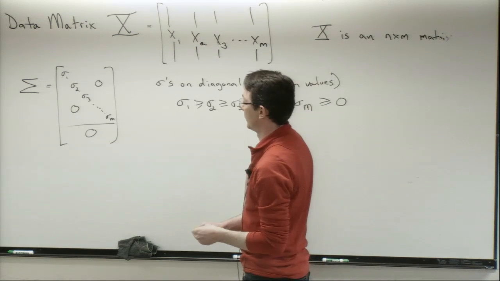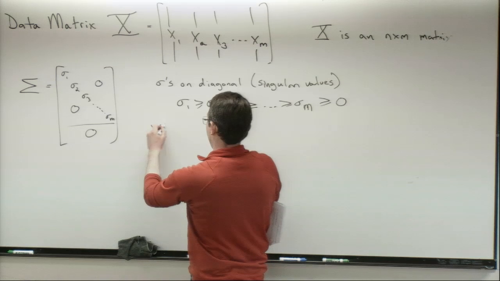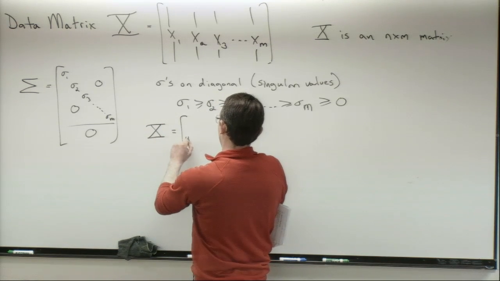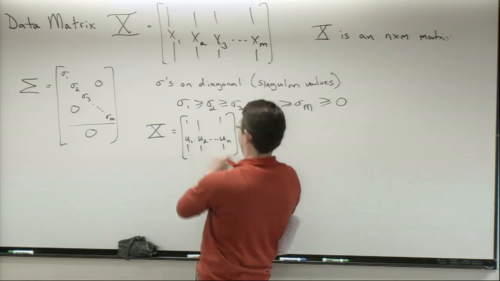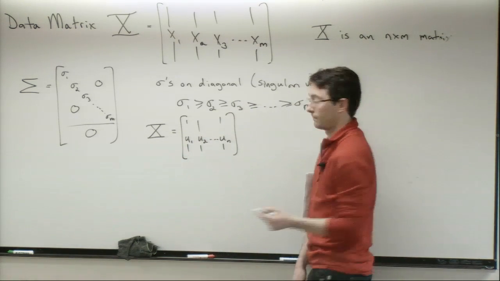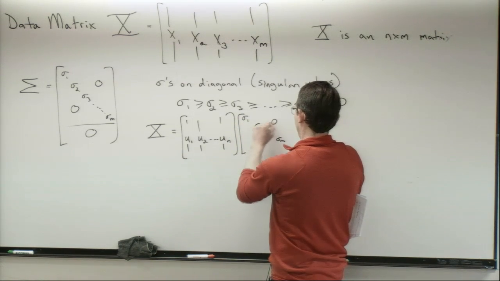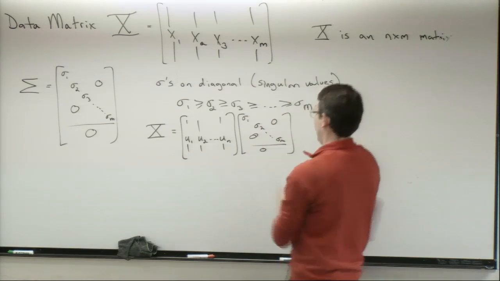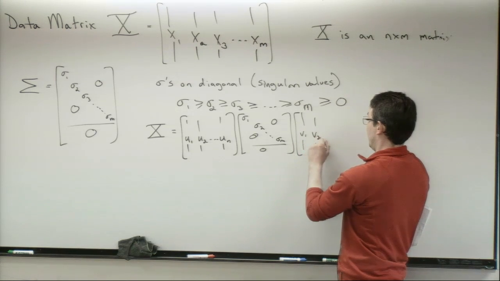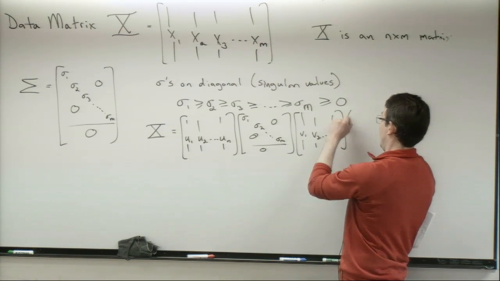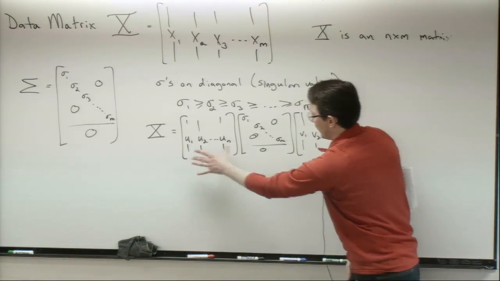And so this allows me to do something really, really interesting. I'm just going to write this out explicitly. We have our data matrix X equals U1, U2, dot, dot, dot, Un, the columns of my U matrix, times sigma 1, sigma 2, dot, dot, dot, to sigma m, zeros everywhere else, times V1, V2, up to Vm, complex conjugate transpose. This is just what the singular value decomposition looks like.